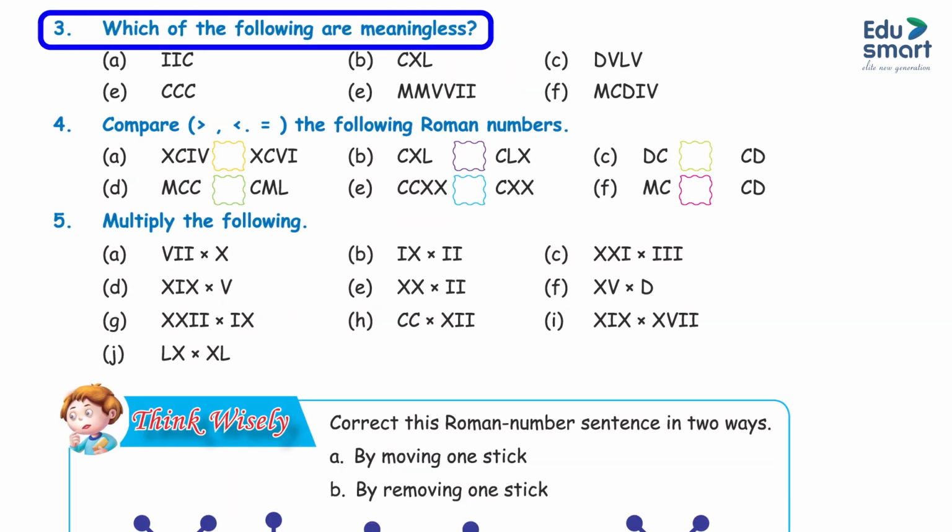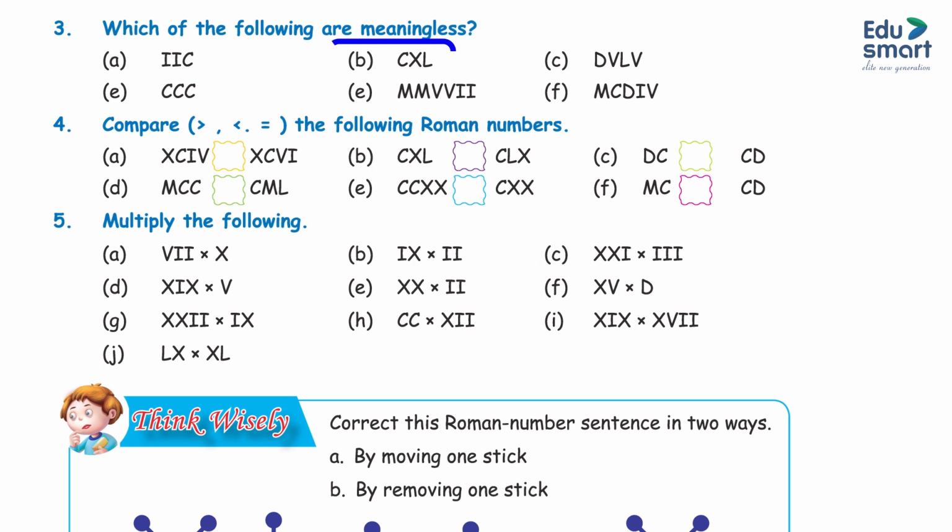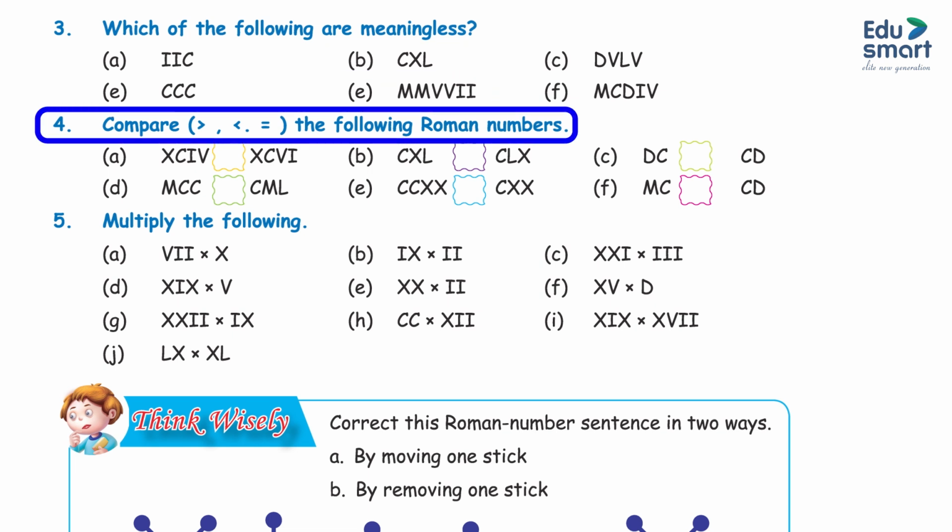3. Which of the following are meaningless? A. IIC. B. CXL. C. DVLB. E. CCC. E. MMVVII. F. MCDIV. Answer. A. IIC. B. CXL. E. MMVVII.